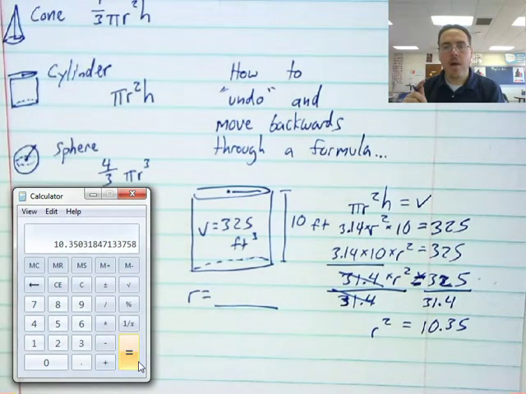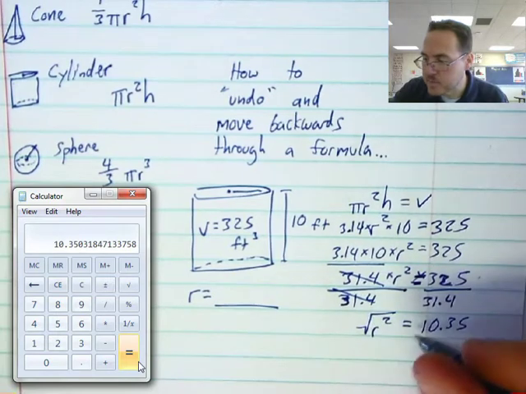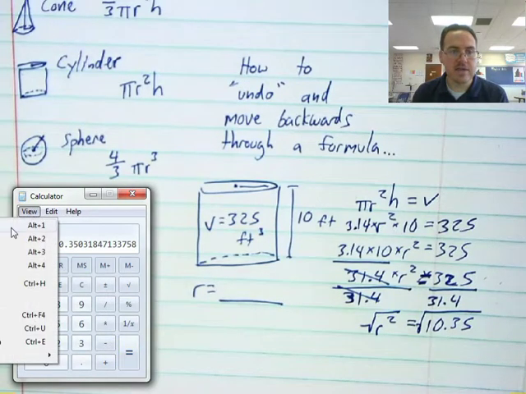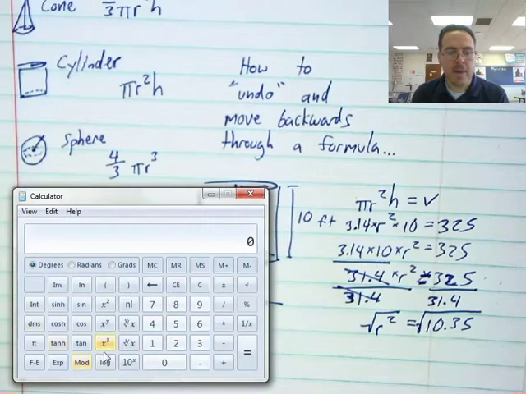Now, the last undo step to get the radius. We have to find the square root of both sides. Depending on what calculator you have, your button will look different than mine. So I have to switch my calculator into scientific mode, and my square root button is right there. It almost looks like a check mark on mine, but on yours it might look very different. And on your calculator, you might have to hit a second key or a shift key and then strike a button that's below this symbol. It just depends on the make and model of your calculator, of which you should own one.